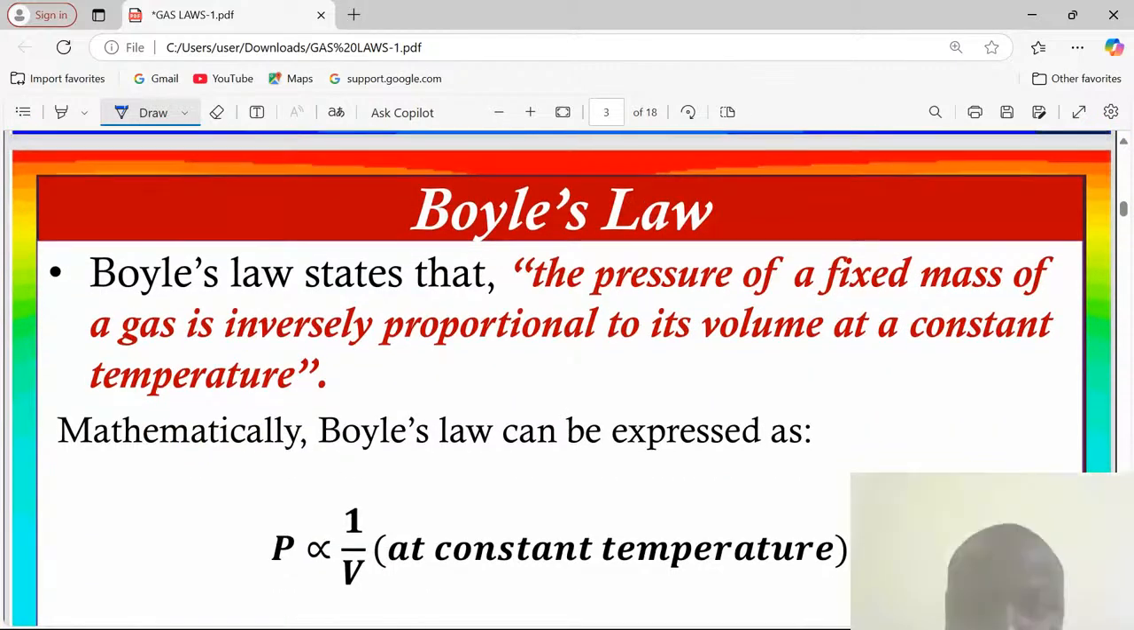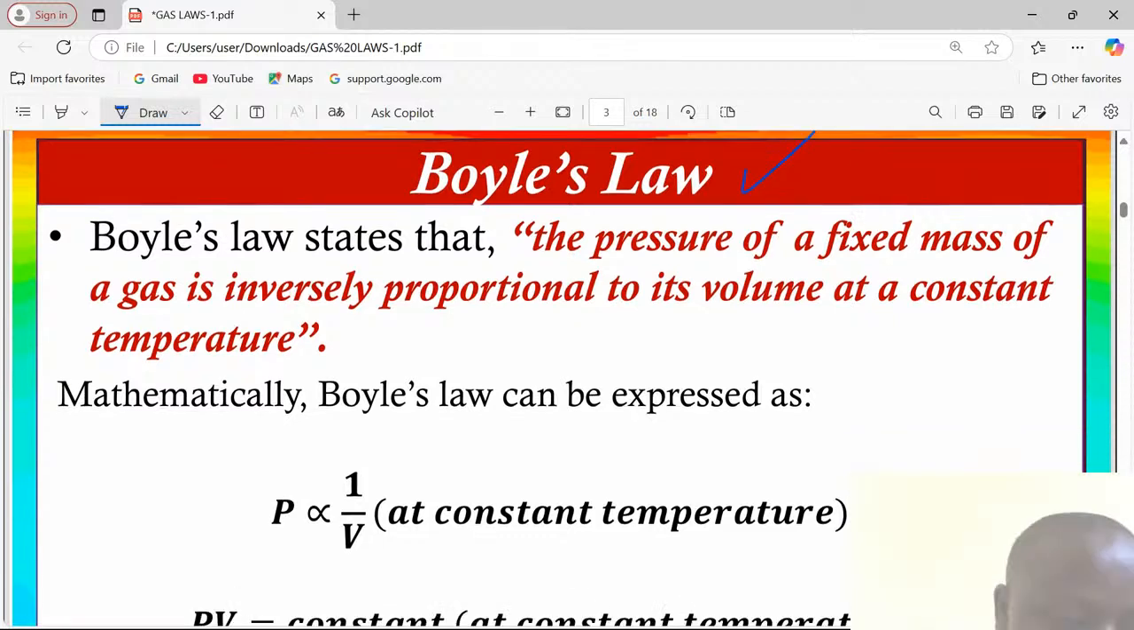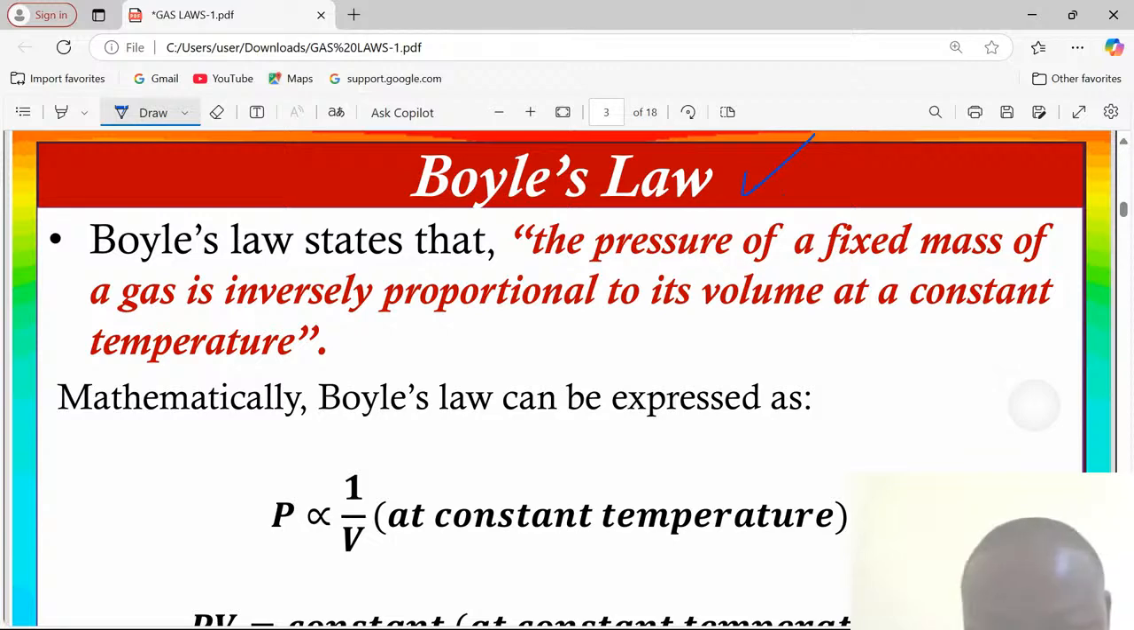And now, generally, just to state Boyle's law, it states that the pressure of a fixed mass of a gas is inversely proportional to its volume at a constant temperature. Listen to that statement. The pressure of a fixed mass of a gas is inversely proportional to its volume at a constant temperature. Therefore, temperature is constant in Boyle's law.